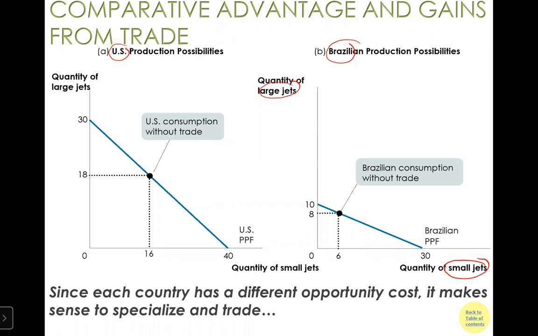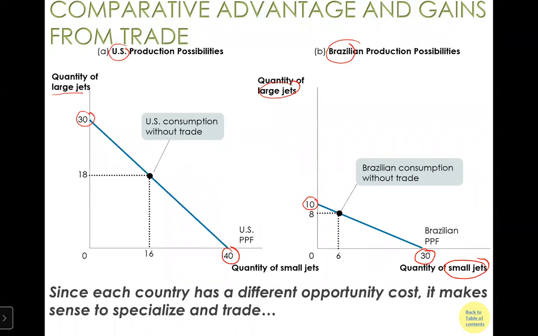Now, first look at their PPF. In the US, we have a PPF on the left-hand side. This PPF just tells us, if the US allocates all resources to large jets, they can produce 30, or they can produce 40 small jets. On the other hand, Brazil can produce 10 versus 30. So that's their production possibility from here.